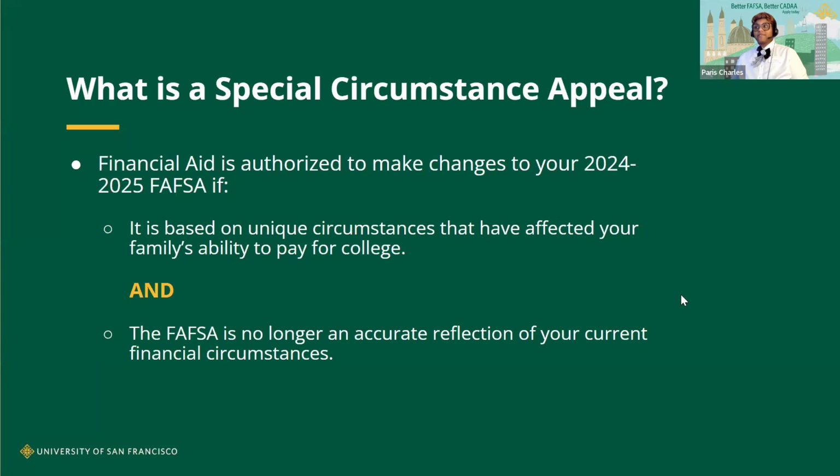So what is the special circumstance? Financial aid administrators are authorized to make changes to your 2024-25 FAFSA if it is based on unique circumstances that have affected your family's ability to pay for college, and if the FAFSA is no longer an accurate reflection of your current financial circumstances. So if there have been changes to your household situation or financial situation since the tax year used on the 24-25 FAFSA, which is the 2022 tax year, then you can reach out to us and let us know what's going on so that we can review your circumstance.